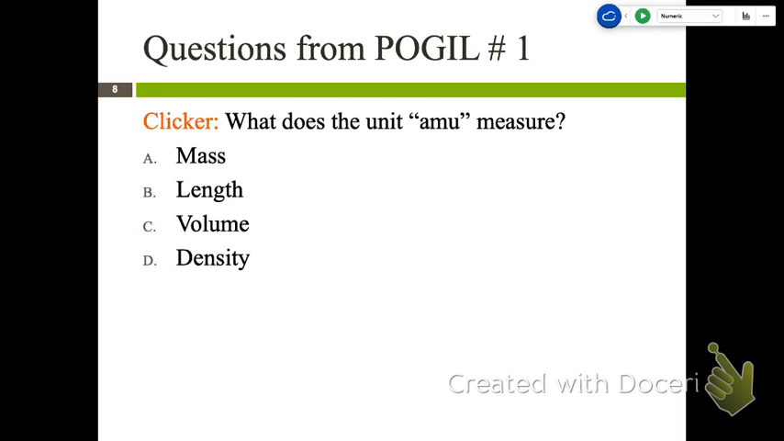All right, let's go ahead and do a clicker question. Start us off. Please go ahead and answer our clicker question. It's going to get us into answering question 2.